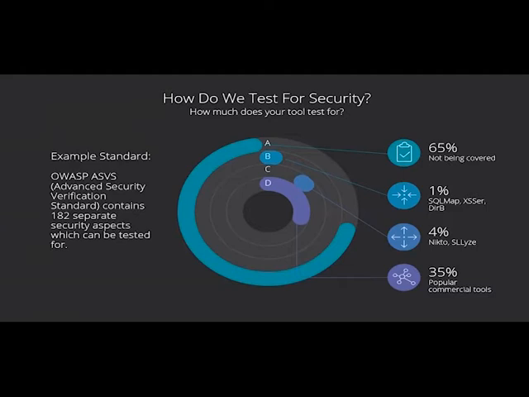In this slide, we'll drill down a bit further into the common security tools and again ask what portion of a standard such as ASVS they actually cover. As you can see, there are some very focused and good tools like SQLMap, XSS or DIRB that focus on one particular aspect of something like ASVS and test that very, very well. For example, SQLMap is amazing at finding SQL injection issues, but it doesn't pretend nor advertise that it tries to find any other aspect of ASVS.